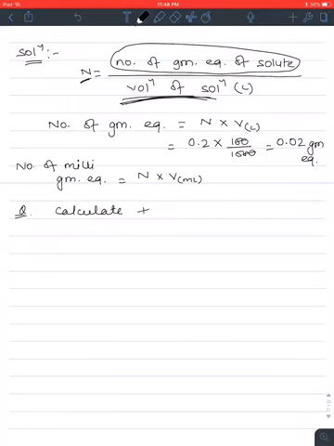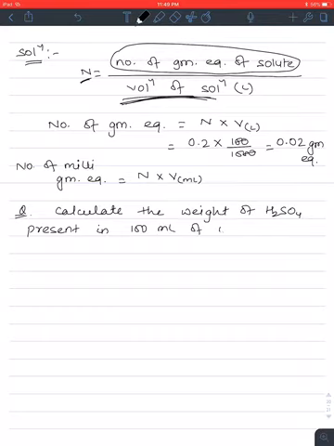Calculate the weight of H2SO4 present in 100 ml of 0.1 N H2SO4 solution. Now what should be our approach?